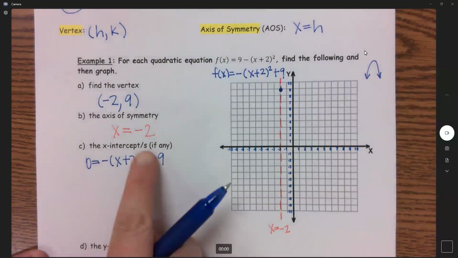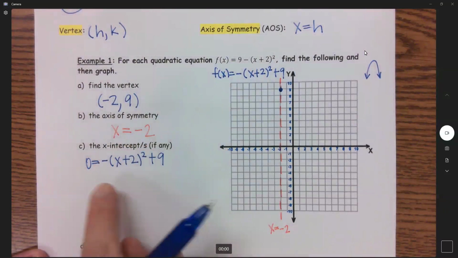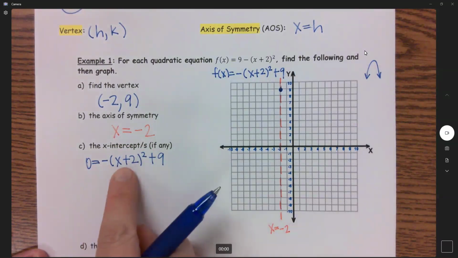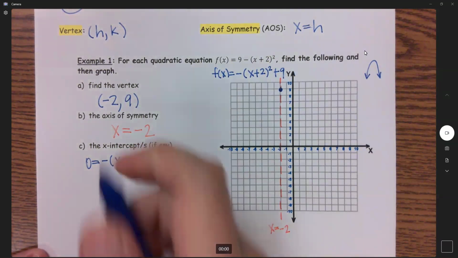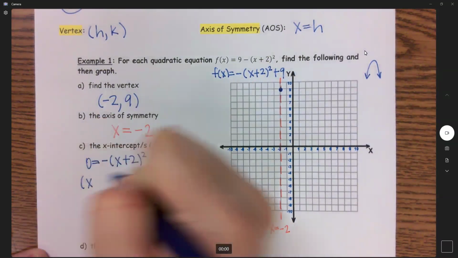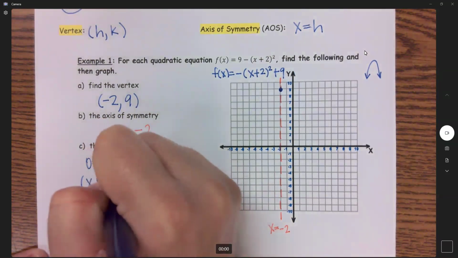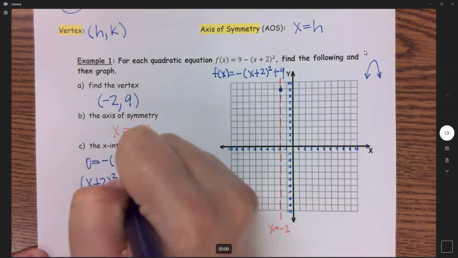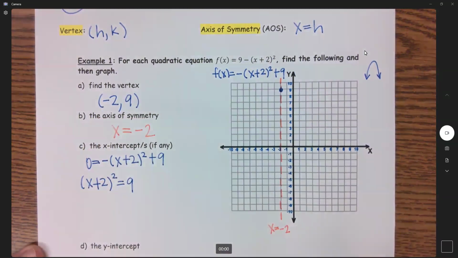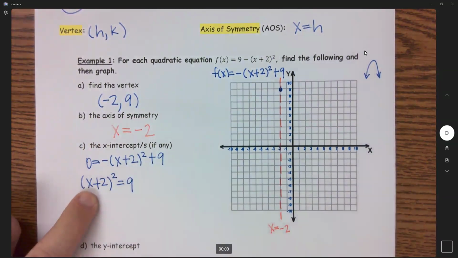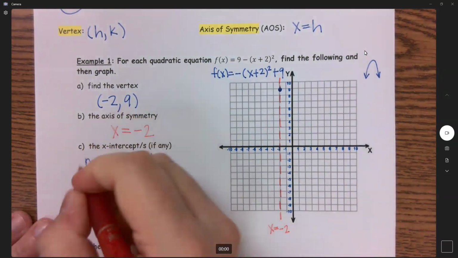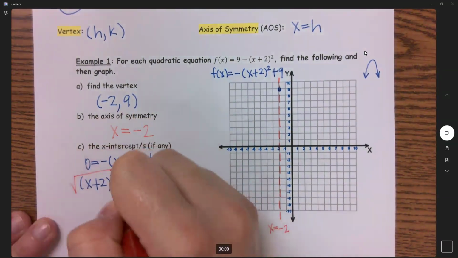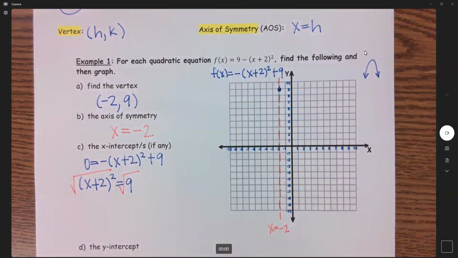I want to get this squared component by itself. Now, because this is negative, I'm actually going to want to move this over to the other side. It will save 1 step. So I'm going to add that entire thing over. So now I have x plus 2 quantity squared equals 9. And now that I have that squared component by itself, the opposite of squaring is to take the square root. So I'm going to take the square root of both sides.